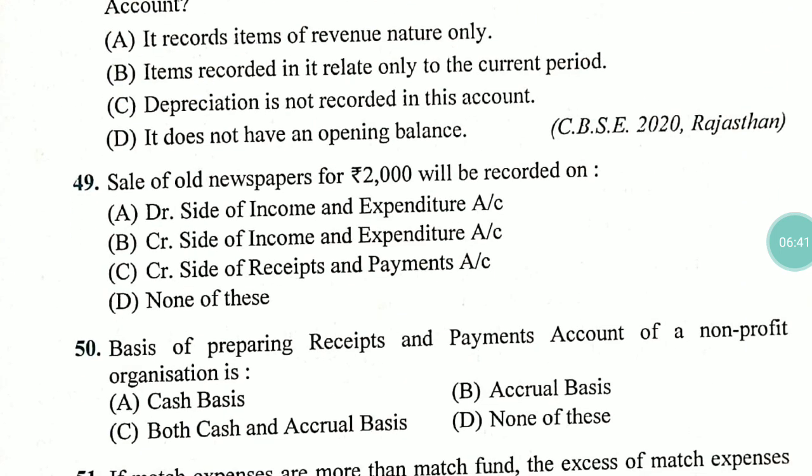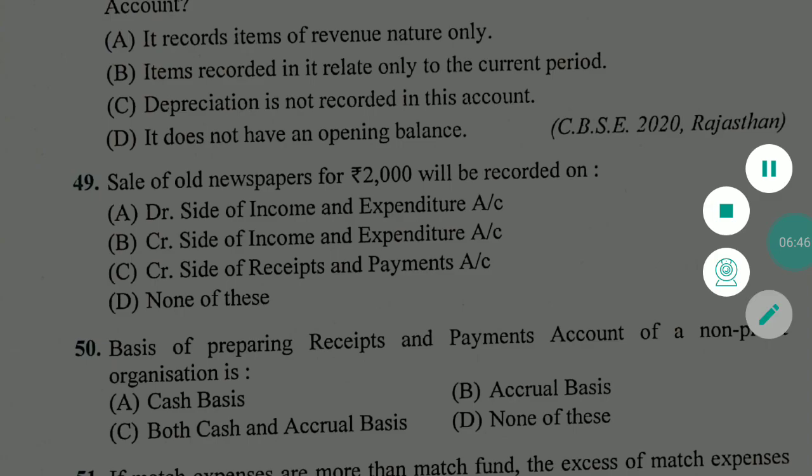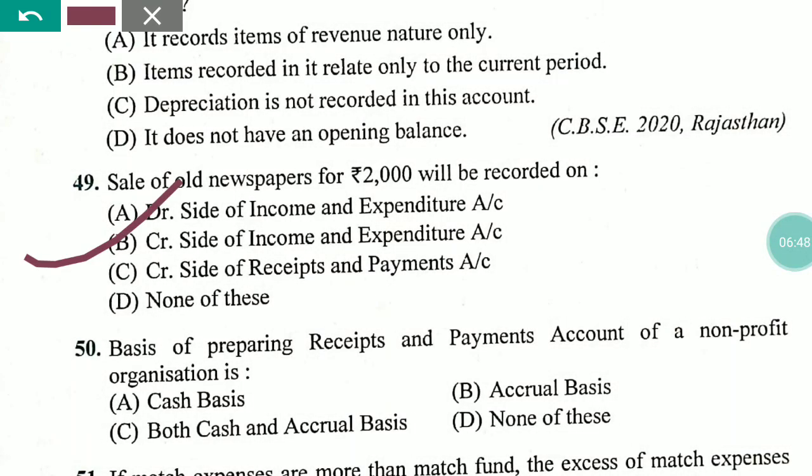Sale of old newspaper rupees 2000 will be recorded on the credit side of the income account. Always remember that if we sell something, it means that we earn something. And everything which we earn will be shown on the credit side of the income account because it is revenue nature and it is also an income.